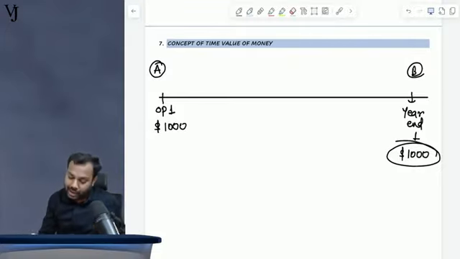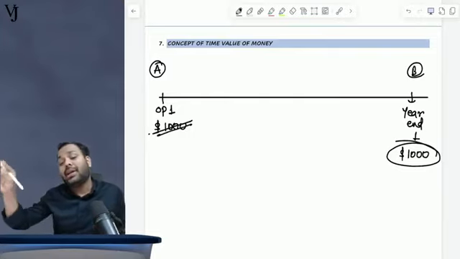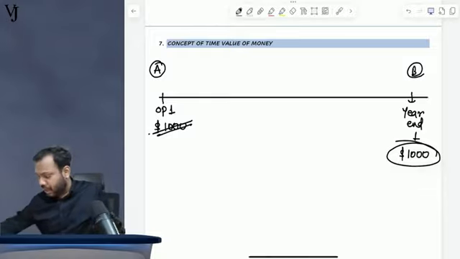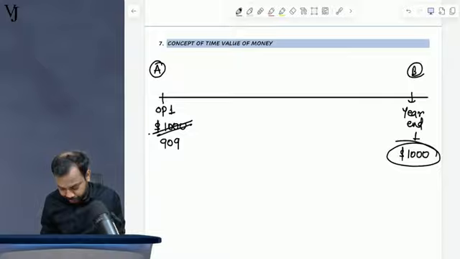In that case, I will have to change. I will say that if you take at year end 1, I will give you 1000. But if you take it now, I will give you how much? 1000 divided by 1.1 is $909.